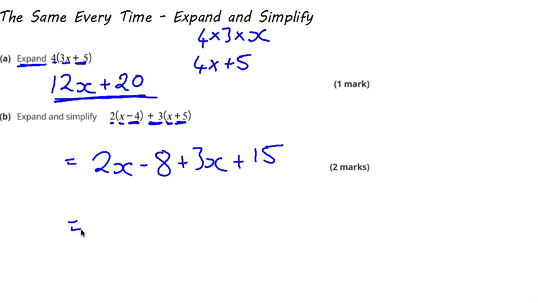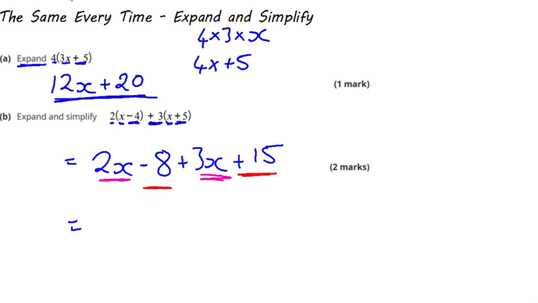Now my task is to simplify the expression, so I just need to see exactly what we have here. What letters do we have? I've got x. So I've got some x's there. No other letters, but I do have numbers on their own. I've got a negative 8. Remember the minus sign has to go with the 8. That makes it a negative 8. And I've also got a positive 15. The plus sign goes with the 15, makes it a positive 15.